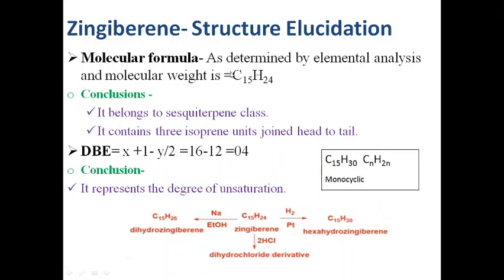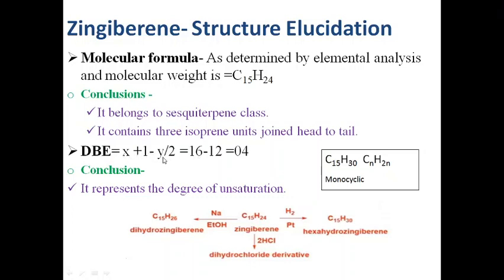This molecular formula gives very important information about the structure of gingiberine. First of all, it contains 15 carbon atoms, which means that it belongs to the sesquiterpene class. Secondly, it contains 3 isoprene units, which are joined head to tail according to the special isoprene rule. The third information which we can derive from the molecular formula is the degree of unsaturation present in gingiberine, which is calculated by the given formula.